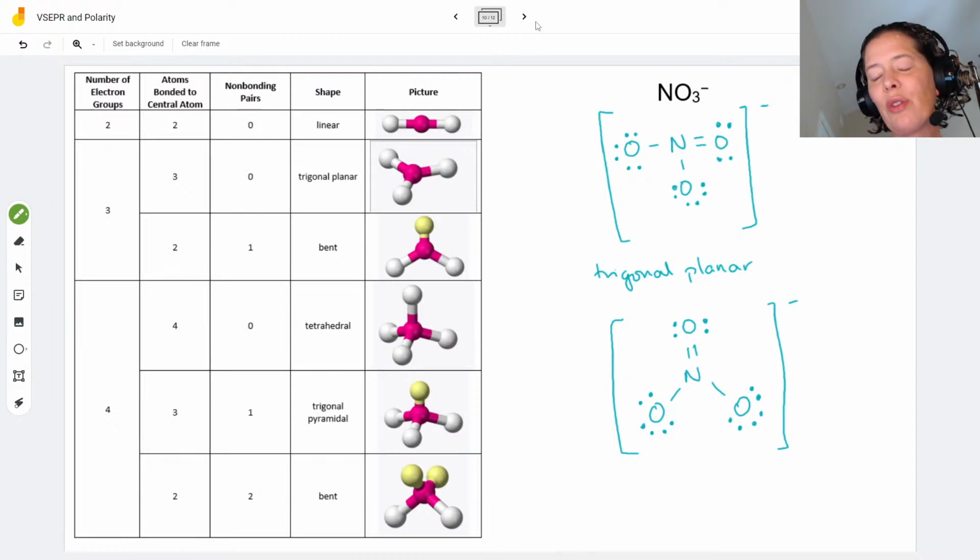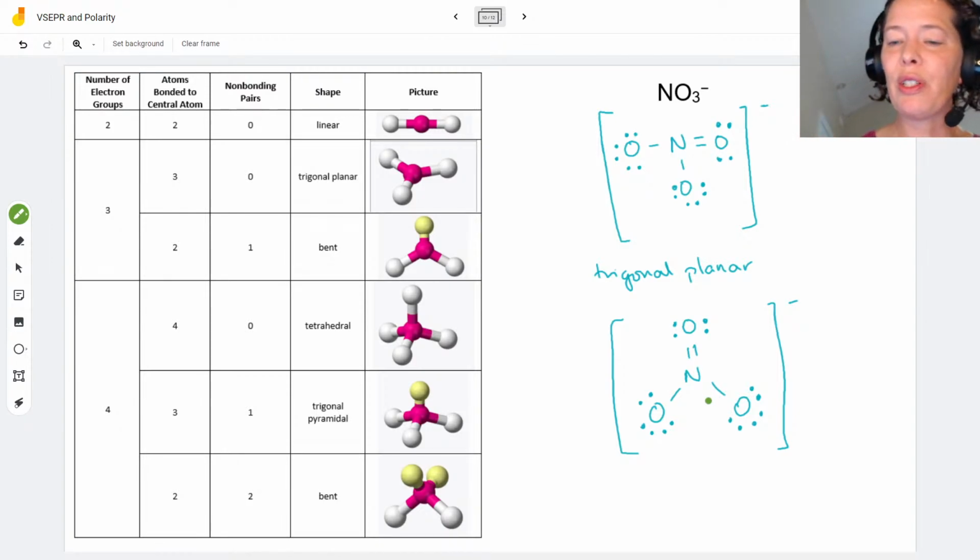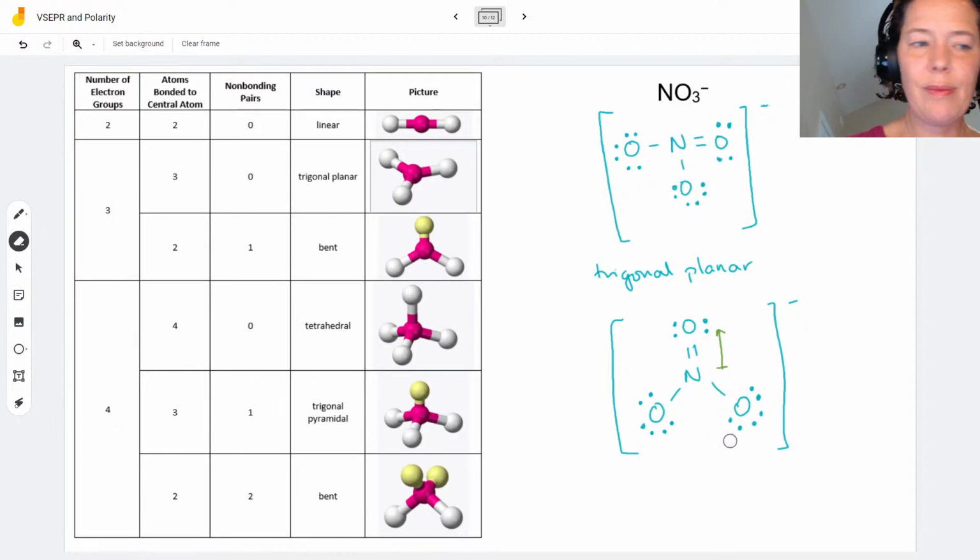Okay, so now we have nitrate, and this is trigonal planar. So again, between oxygen and nitrogen, this one's a little bit close. If you look at your periodic table, I've got one right here. This is why I keep looking over. Remember, oxygen is closer to fluorine, so it's more electronegative. Oh, whoops, I drew that one the wrong way. Okay, so here we go.